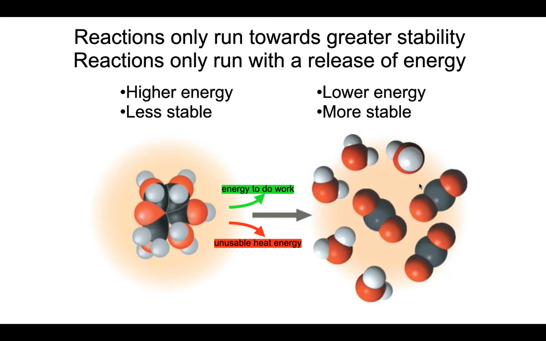Okay, so let's word this in another way. A reaction always runs from a high energy to a low energy state. A reaction always runs from a less stable to a more stable state. A reaction always runs in the direction in which energy has been released that can be used to do work. This is a really important concept to understand.